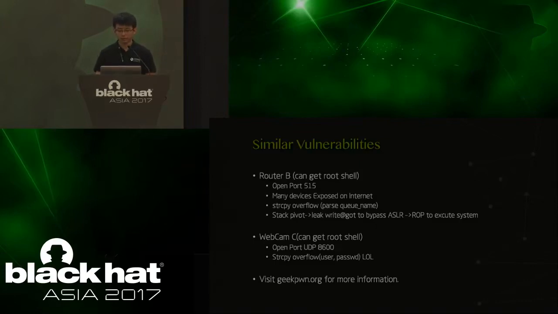Besides the previous router, we also collected many other similar vulnerabilities about IoT devices. For example, router B, which opens port 515, can be overflowed by user input or queue name, and we can use exploit techniques like stack pivot and ROP to break the non-executable stack, and leak the GOT address to bypass ASLR to execute the system function. The port is also exposed on the whole internet.